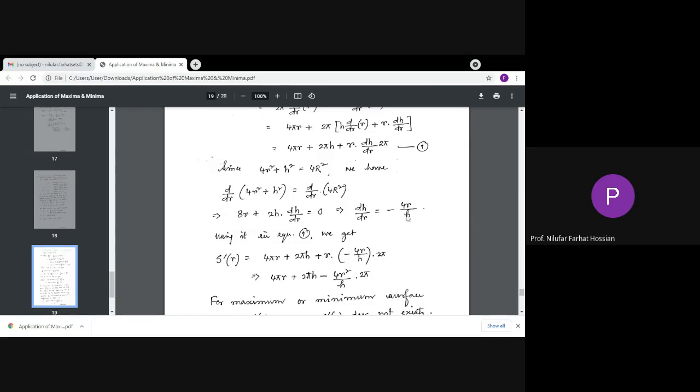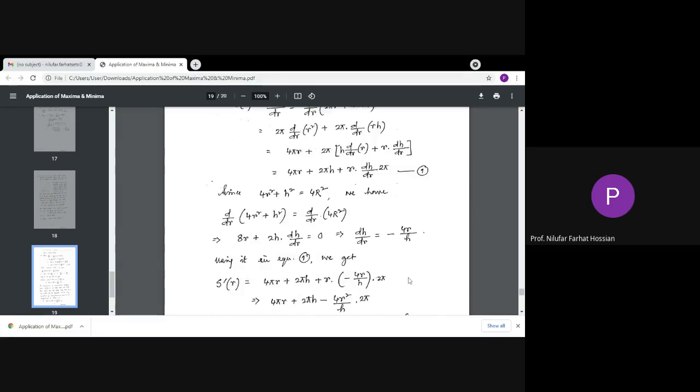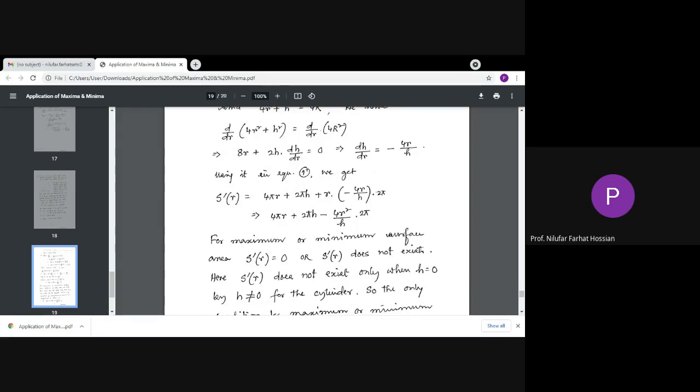Now you just put the value of this here in equation number 1. So you see that things become very easy. So on the left side, it was the derivative S prime r equal to 4 pi r plus 2 pi h plus 2 pi r into minus 4r by h. So here it will be what? These two terms remain the same, and here minus 4r into r, so it will be 4r square by h.